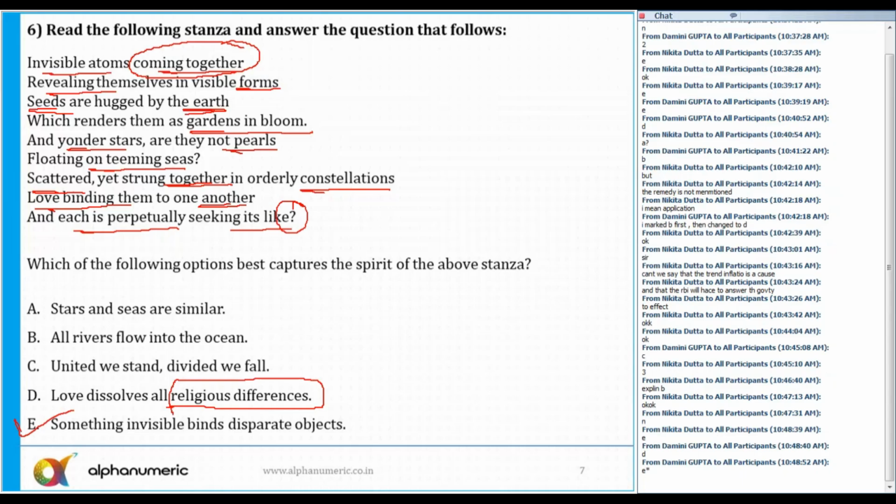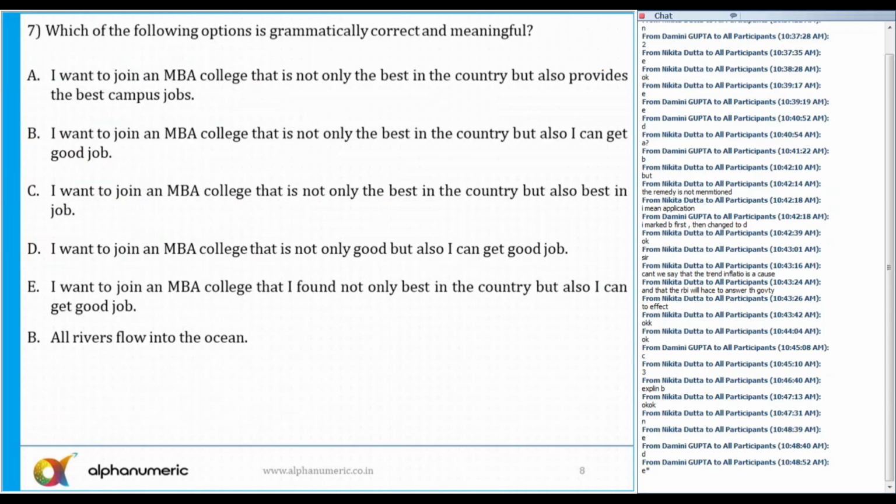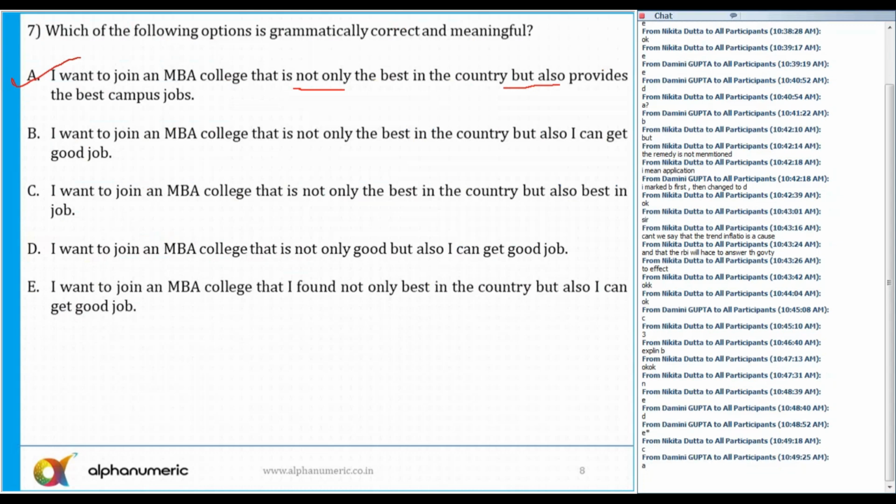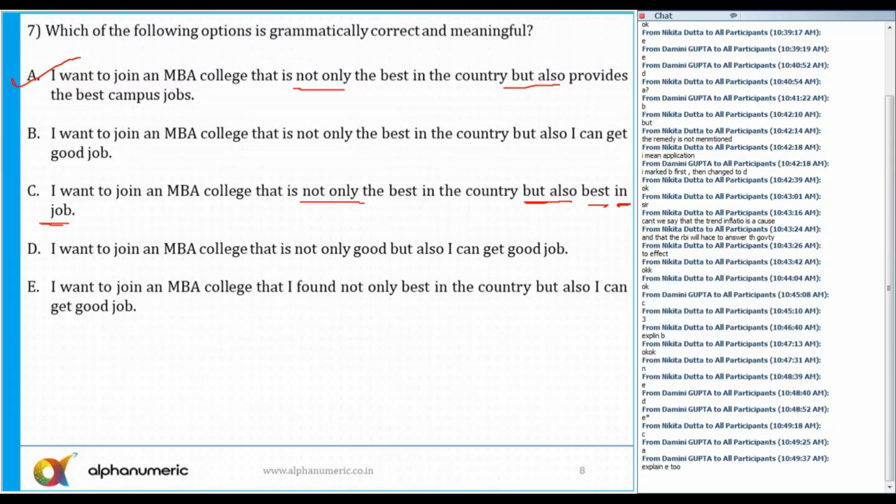Number seven. Question number seven. Which of the following options is grammatically correct and meaningful? What do you think? Not only but also, not only but also. I think A is right. Number C is not right. I want to join an MBA college that is not only the best in the country, but also best in job. No. The college is not best in job. The college is best in providing a job. So number C is not right.